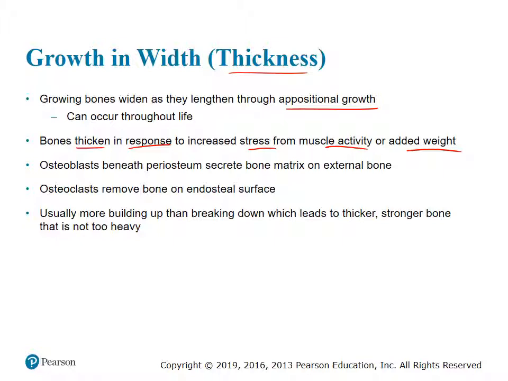Osteoblasts do the work here. They will secrete bone matrix on the external bone. Osteoclasts, which are the eaters, will remove bone on the endosteal side, the inside, and so we'll see thickness grow on the outside, and remodeling, this bone remodeling there, right? So we usually build up more than we break down, and that leads to thicker, stronger bones that are not too heavy. So there is a limit to that.